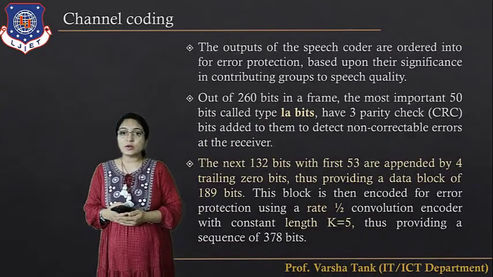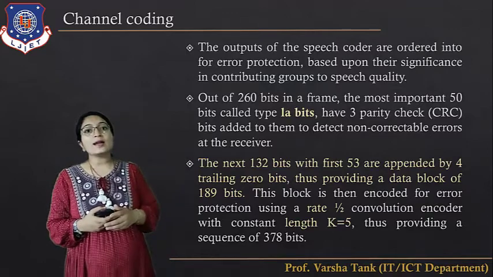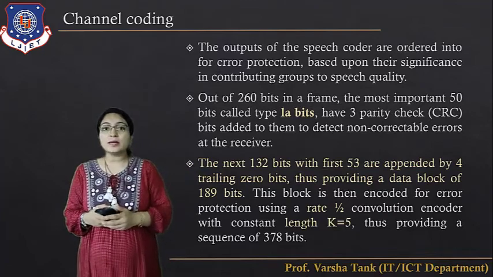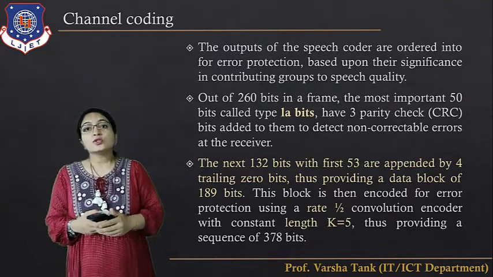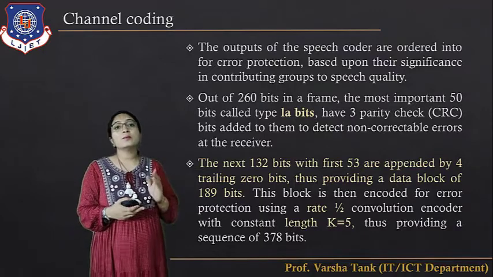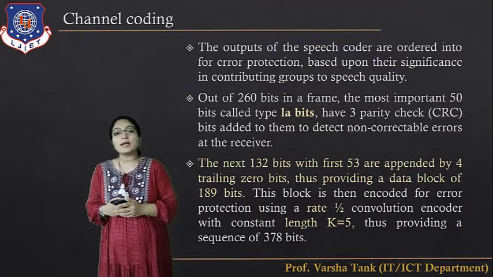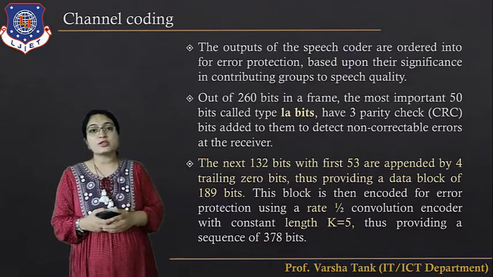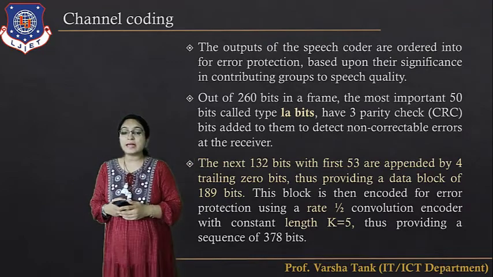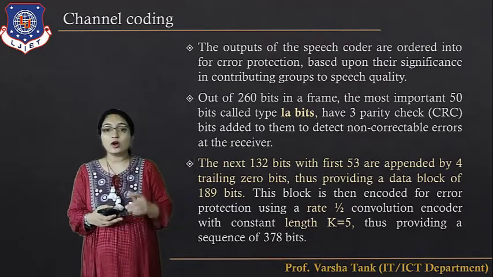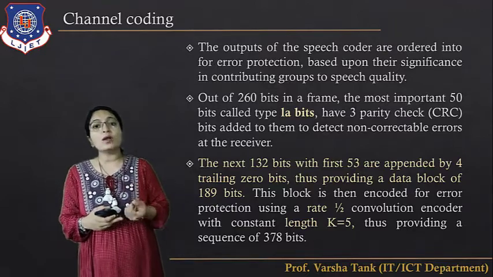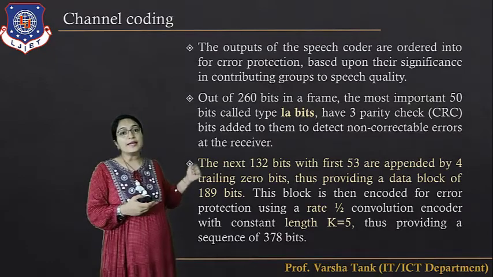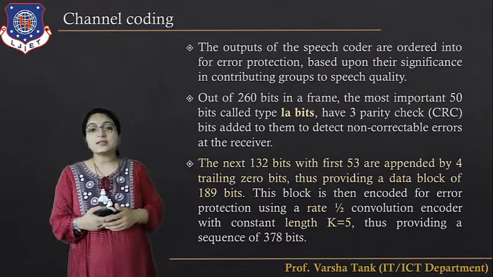Next is the channel coding. The output bits of the speech coder are ordered into groups for error protection based upon their significance in contributing to the speech quality. Of the 260 bits in the frame, the most important 50 bits are called type 1A bits. There are 1A bits and 2A bits, which we will see in the frame structure. These 50 bits have 3 parity check bits added, that is the cyclic redundancy check, which you have learned in computer networks. These 3 parity check bits are added to detect non-correctable errors at the receiver side.